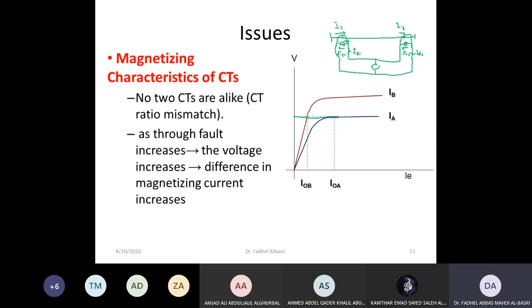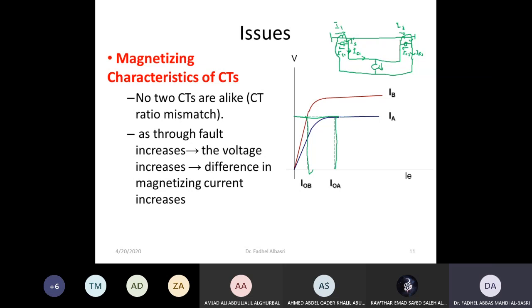for the two. This will see this current IE1, and this will see IE2. When IE1 and IE2 are different, I secondary 1, which is this current, this is IS1 prime, IS1 prime minus IE1 gives you IS1 current. Similarly here, I have IS2, which is IS2 prime minus IE2. Now, if IE1 and IE2 are different, there will be a differential current equivalent to IE1 minus IE2.